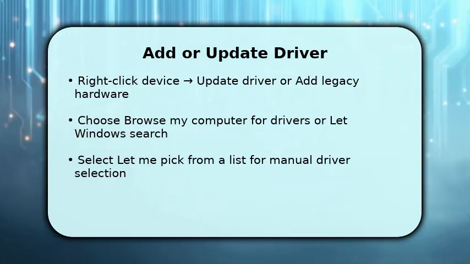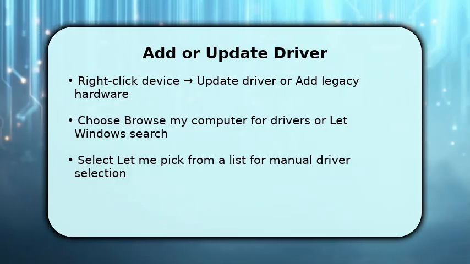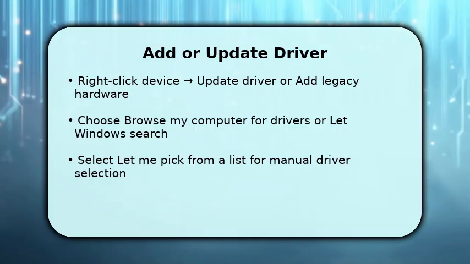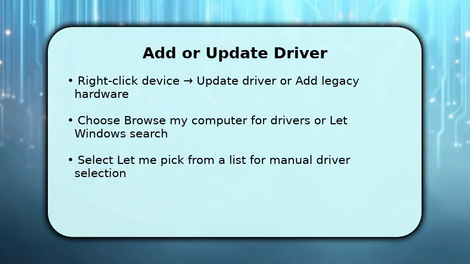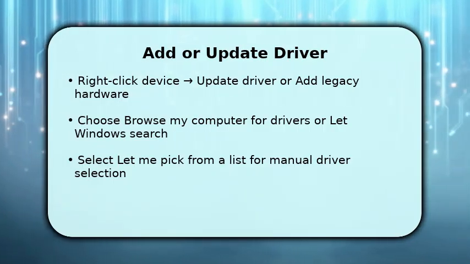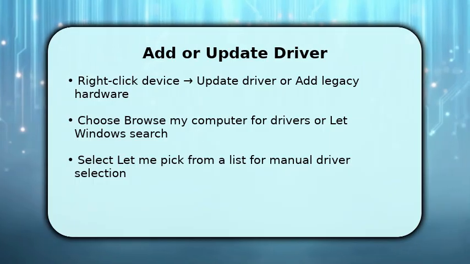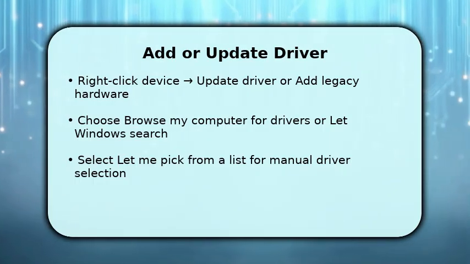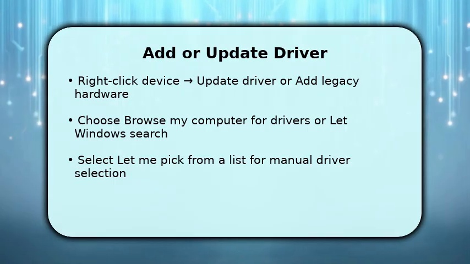Once prompted, pick Browse My Computer for drivers to install a downloaded driver, or select Search automatically so Windows tries online. If you need a specific driver, choose Let Me Pick from a list and select HID keyboard device or the vendor driver. This gives you control over which driver is installed.